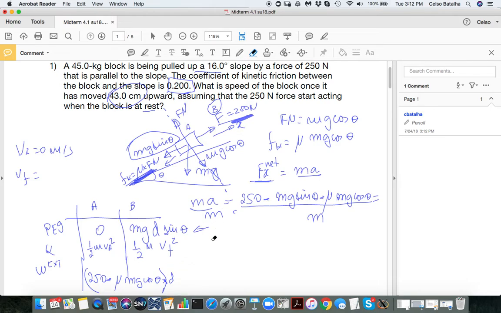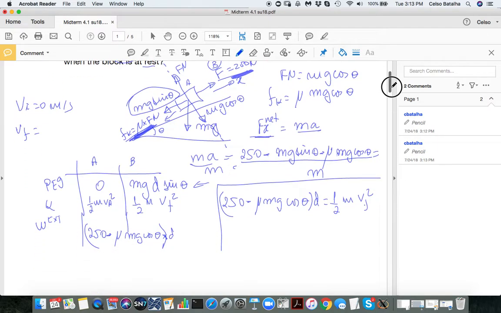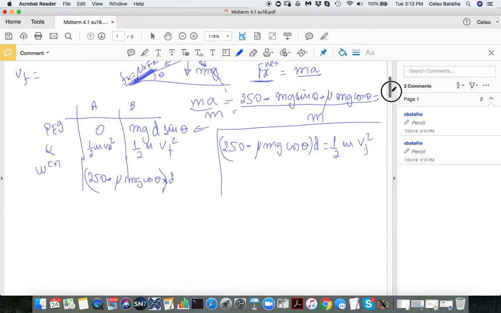Okay. So then you plug this quantity here, and then you can solve for velocity. So 250 minus the coefficient times mg cosine theta, times d, should be equal to half m v final squared, and then you can solve for that. Okay.